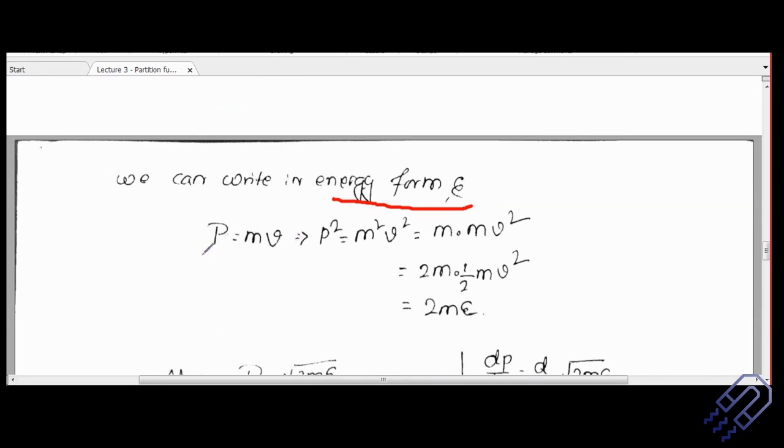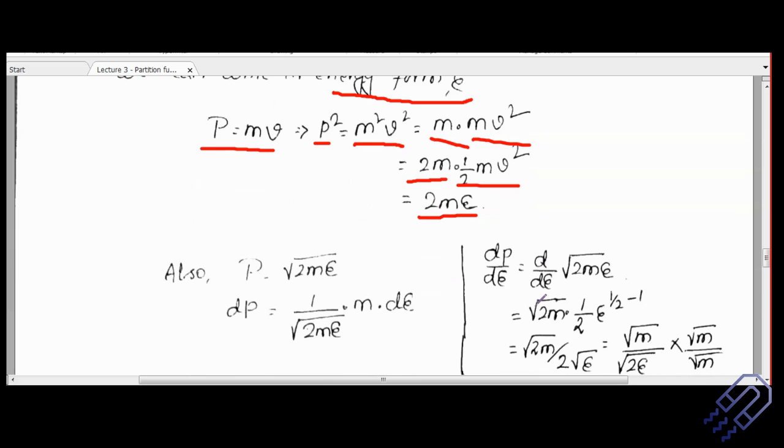What we do is simple. Momentum is equal to mass into velocity. Momentum squared is mass squared into velocity squared, which can be written as m into mv squared. So if we take m into mv squared, it is simply m times 2 into half mv squared. We can do that maths, very simple. I think we have done these things again and again, so we can simply write it down. p square is 2mE. If we write p square is 2mE, that means p is root over 2mE.